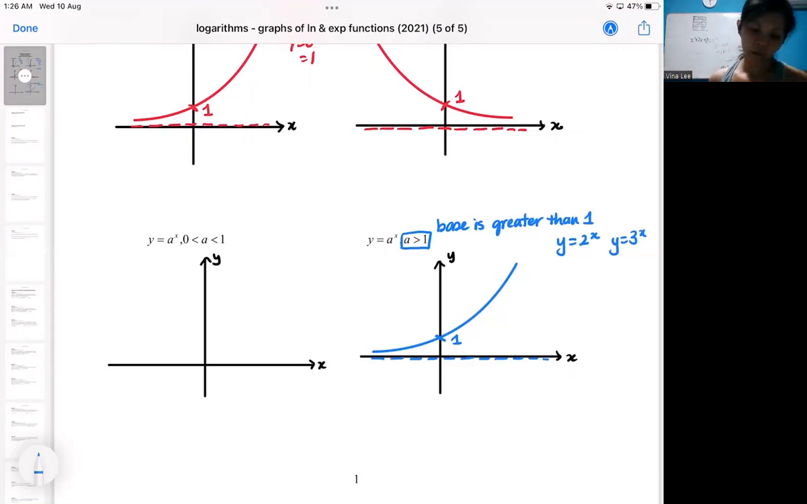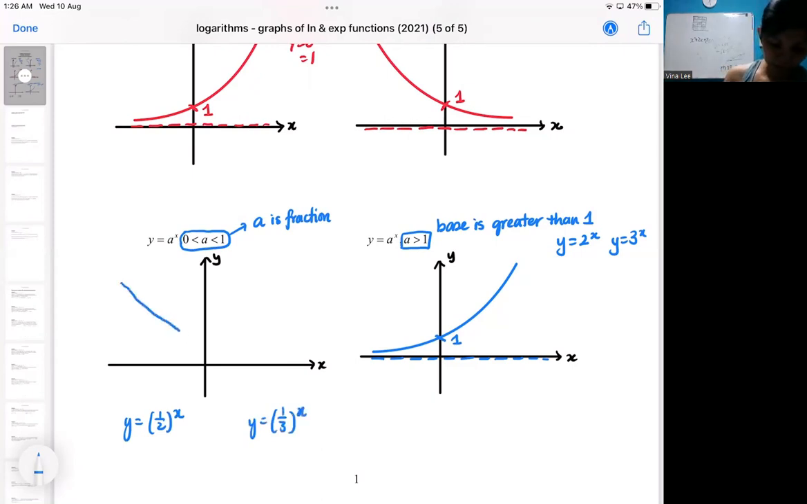In another situation, what if a is not greater than 1? So a is a fraction. For example, you can choose something like (1/2)^x. You can choose something like (1/3)^x. In that case, it will be coming down.